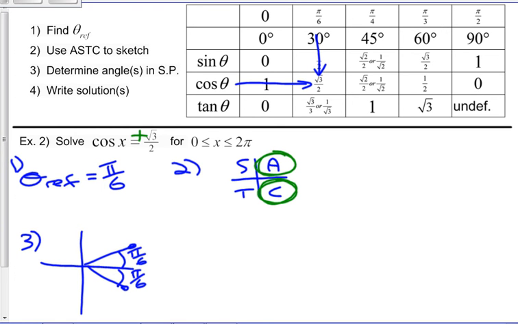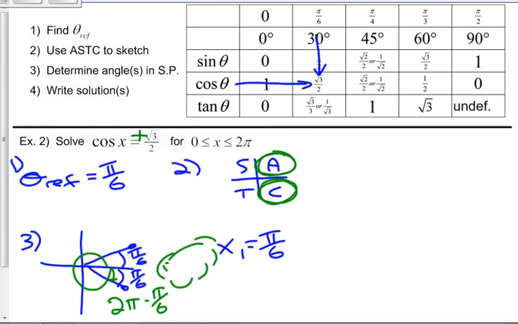That first angle is really easy for us to find. It's just pi over 6. The second one, I would think of it this way. It's a full revolution minus that pi over 6. Or it's 2 pi minus the pi over 6.